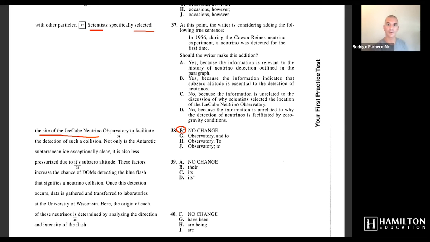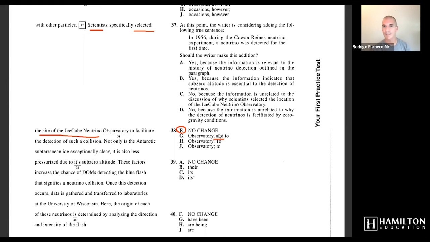Let's talk about the other answer choices. We're going to rule out G because this conjunction here is unnecessary, and this comma here would be incorrect if we are going to use a conjunction. And we only have two things, so they selected the site and to facilitate the detection.